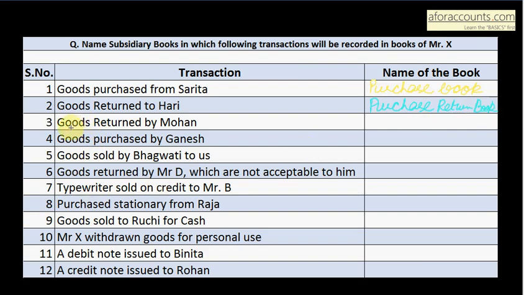Goods returned by Mohan. Now tell me one thing. Why will Mohan return goods? You must have sold goods to Mohan some time back. So now Mohan is returning goods to you. So sales return book.